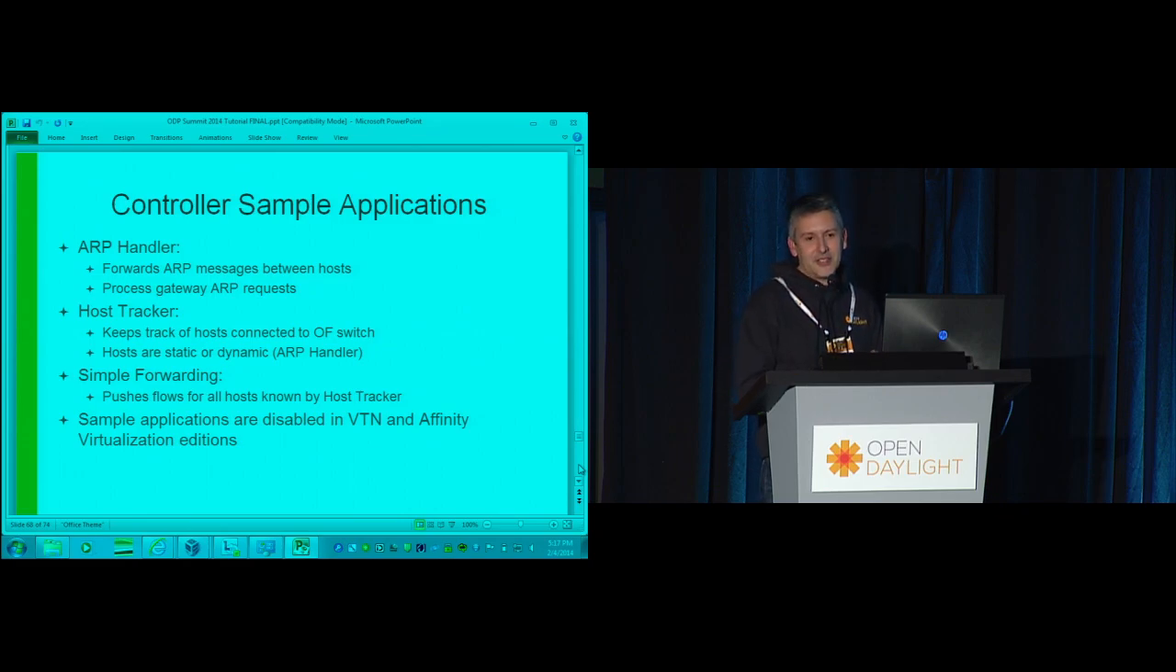But it could be that some application you are willing to test, or even the virtualization edition that we have now, has issues with that because they don't want this automatic flow pushing. So that's what my note here says: sample applications are disabled in VTN and Affinity Virtualization Edition, because this cannot work very well with this kind of automation. But it's the same for you. If you are testing pushing flows or doing something in your lab environment, and you want to really have control over your flows, so that nothing happens unless you push the flow, you need to disable at least the simple forwarding. The other two you can disable as well if you wish, but the simple forwarding is something you definitely want to disable.